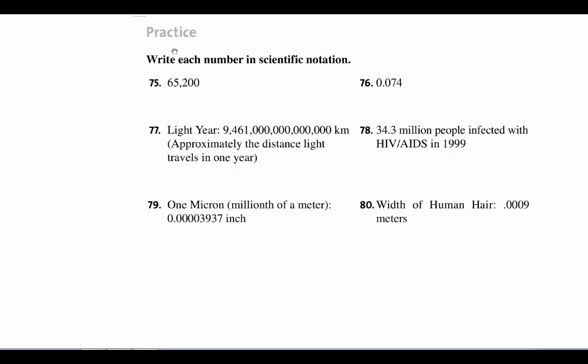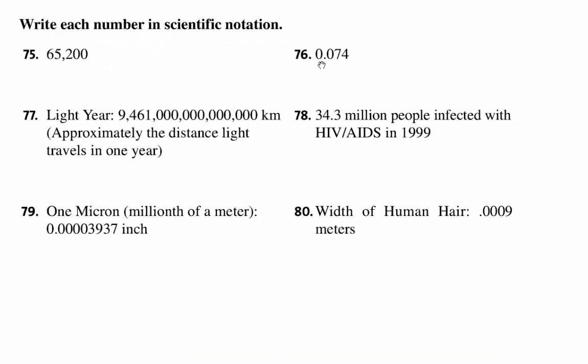So let's take a look at a few practice problems. We're told to write each number in scientific notation. So number 76, we have 0.074. So we're going to need to move the decimal 2 places to the right. So we have this 7.4 times 10 to the negative 2. And I use the negative 2 because we moved the decimal 2 places to the right.